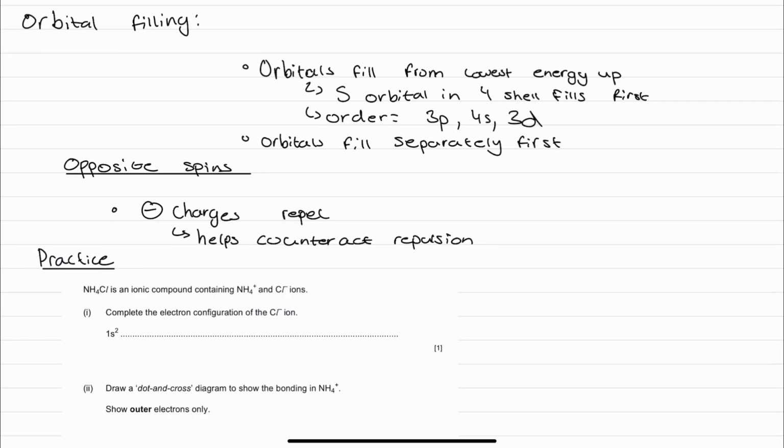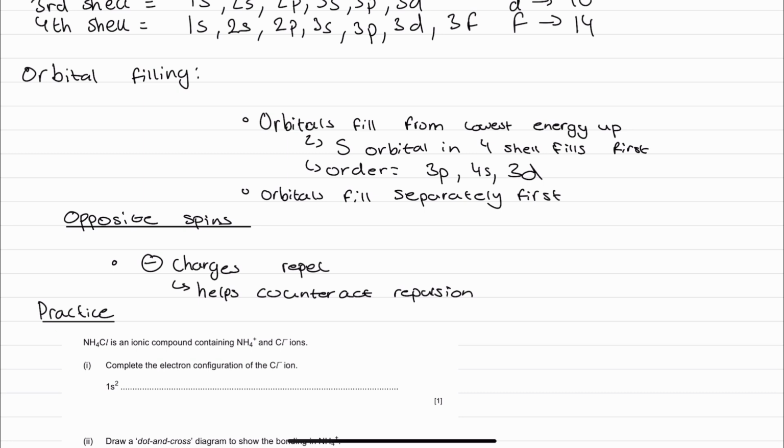Now, orbital filling. So you have these electrons around an atom, and these electrons must fit within these orbitals around the nucleus. There's a very strict set of rules that these electrons follow when they're fitting around the nucleus, when they're fitting into the orbital, sorry. And these are the two main ones.